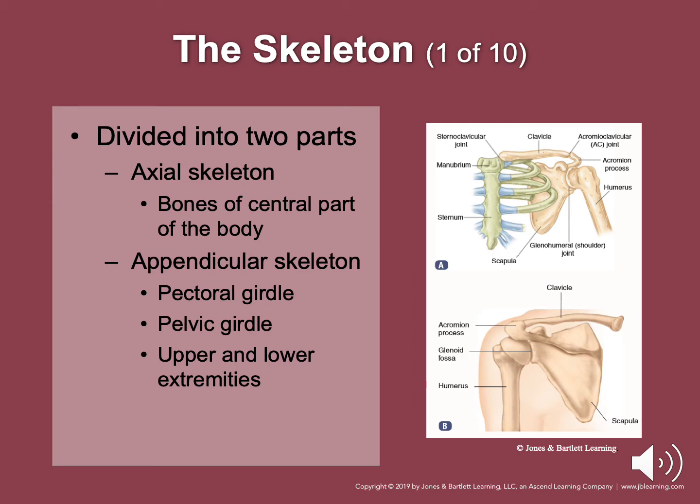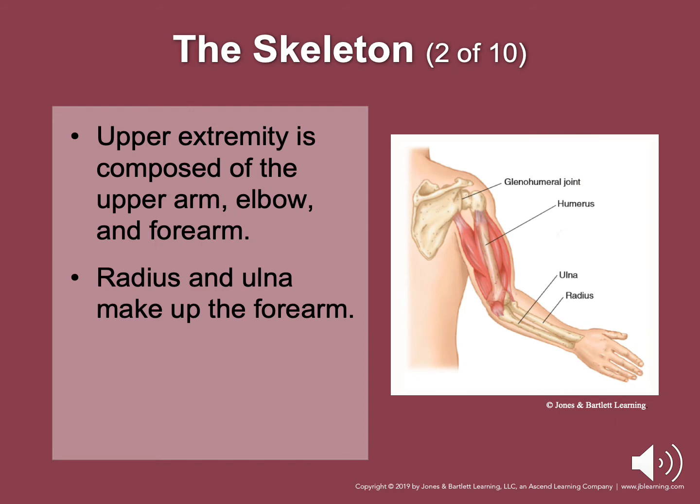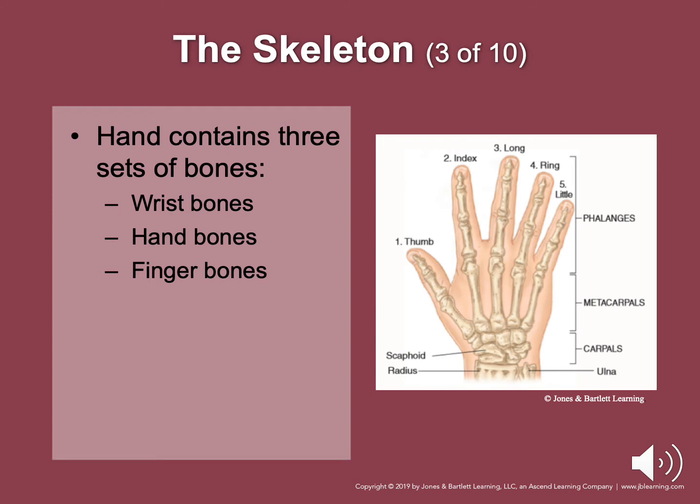The skeleton is approximately 206 bones. It's divided into the axial skeleton and the appendicular skeleton. The axial skeleton is comprised of the bones of the central part or axis of the body. The appendicular skeleton is divided into the pectoral girdle, the pelvic girdle, and the bones of the upper and lower extremities. Upper extremity is composed of the upper arm, elbow, and forearm. The radius and the ulna make up the forearm. The hand contains three sets of bones: the carpals, the metacarpals, and the phalanges.